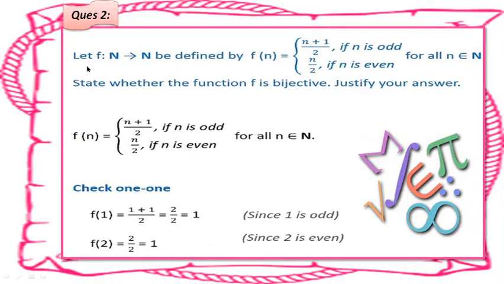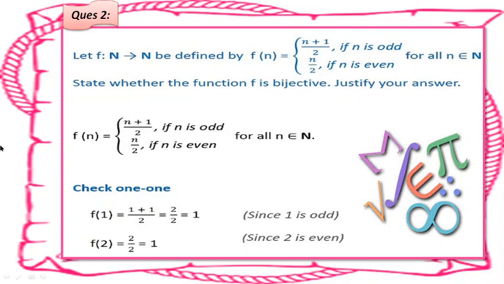Let's take question number 2. The function is defined from natural numbers to natural numbers, and the function is this: (n plus 1) upon 2 if n is odd, n by 2 if n is even, for all n belonging to natural numbers. State whether the function is bijective and justify your answer.